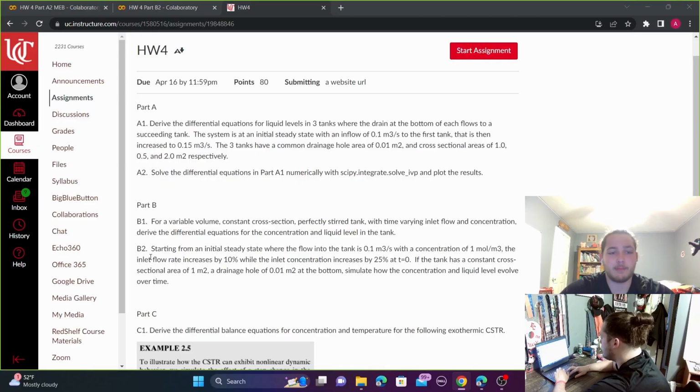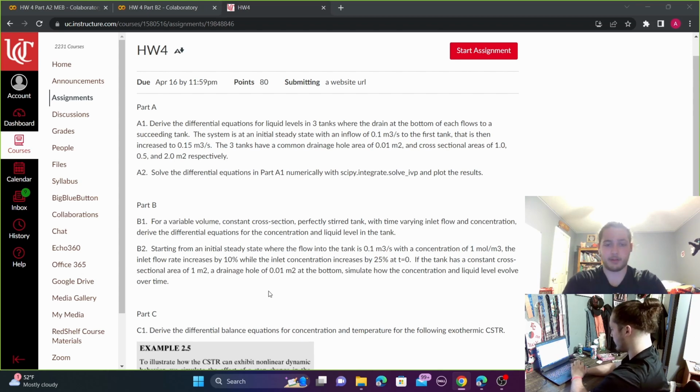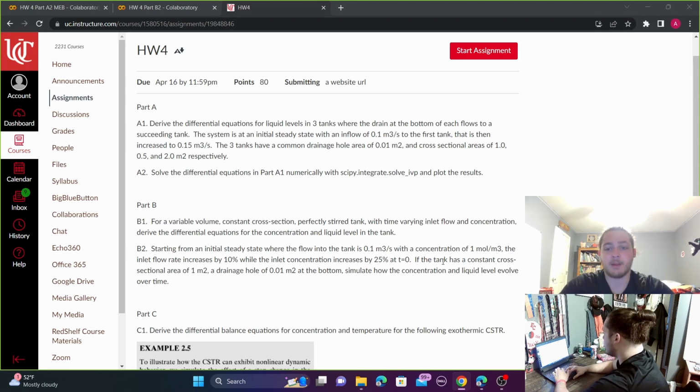This is homework 4, part B2, where we are going to be starting from an initial steady state where the flow into the tank is 0.1 meters cubed per second with a concentration of 1 mole per meters cubed. The inlet flow rate increases by 10% while the inlet concentration increases by 25% at t equals 0. If the tank has a constant cross-sectional area of 1 meter squared, a drainage hole of 0.01 meters squared at the bottom, simulate how the concentration and liquid level evolve over time.